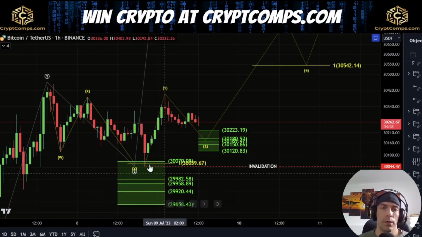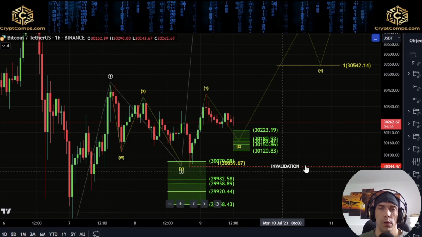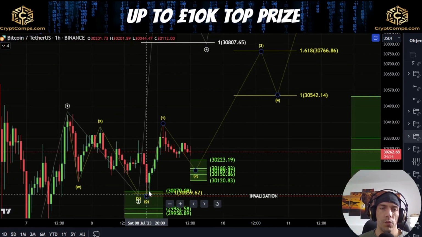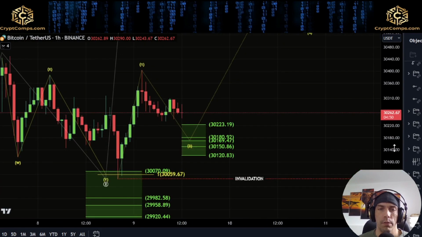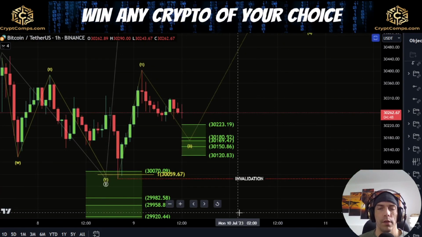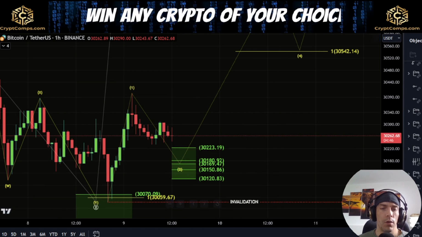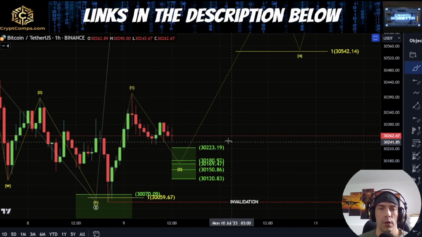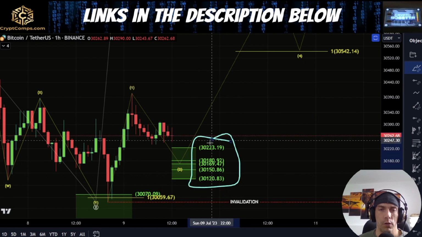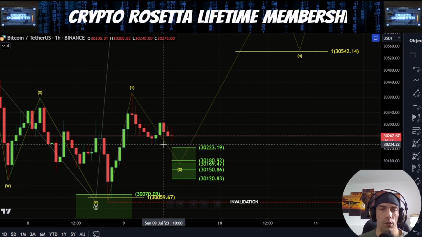So if we are looking at this now and we're saying that this is 1, 2 here, what we need to see is this move to the upside start to progress up in a bigger way. Now, invalidation of this secondary 5-wave move would come by crossing this 30,044. And what I want to see here effectively is a 3-wave move to the downside here, looking to target this 30,223 to this 30,120.